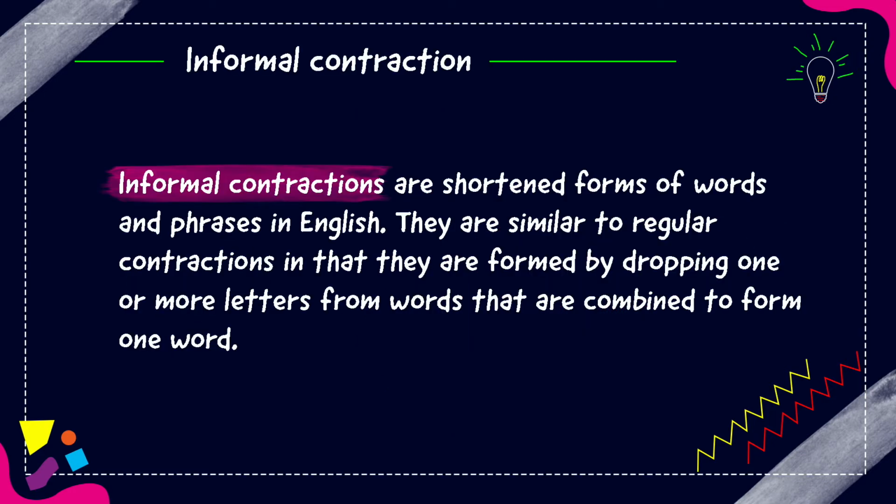Informal contractions are shortened forms of words and phrases in English. They are similar to regular contractions in that they are formed by dropping one or more letters from words that are combined to form one word.